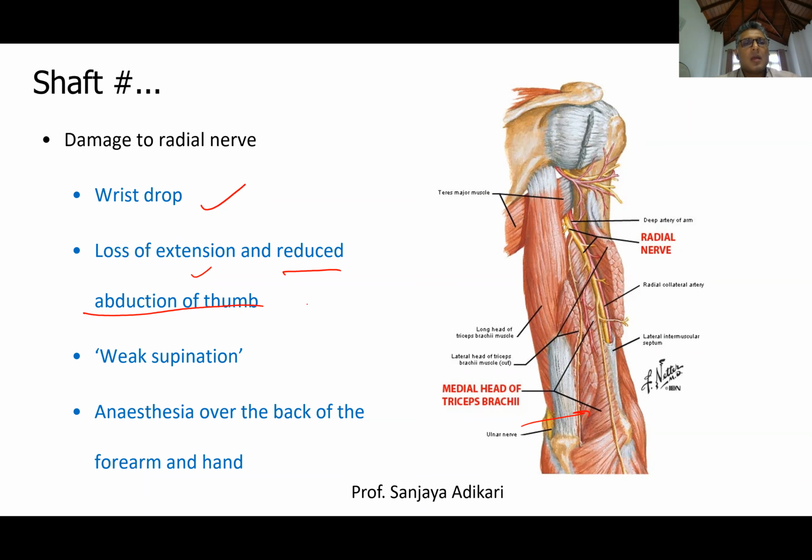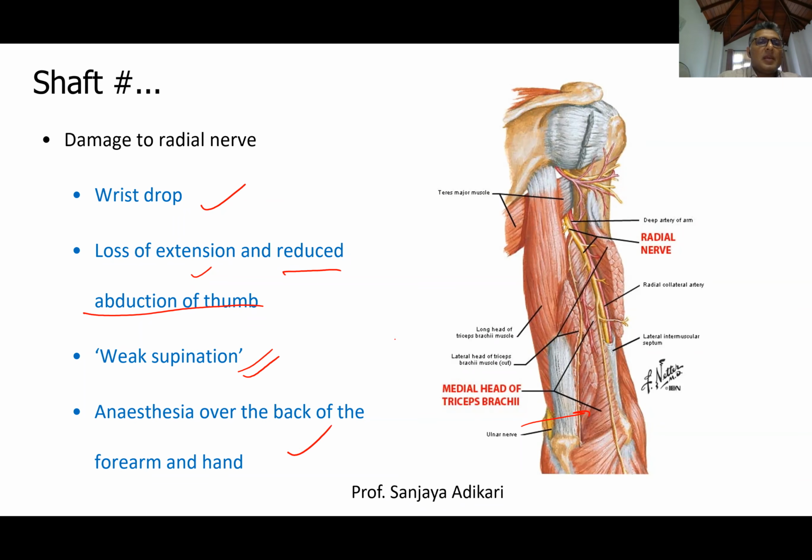Okay. Then you can get some weakness in supination. Why? You have two main supinators, the biceps and the supinator itself. Now the supinator is paralyzed, therefore you expect some weakness in supination, even though the biceps is the main supinator. Okay. Then anesthesia over the back of the forearm and hand, because the radial nerve branches supply the skin of the back of the forearm and the hand to some extent, even though there are overlaps. Okay.